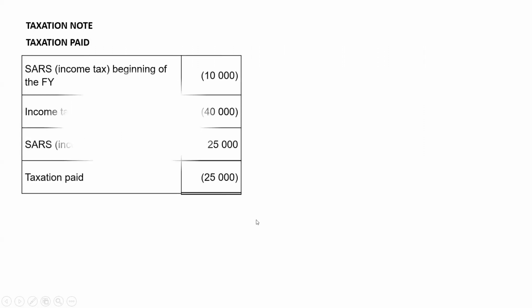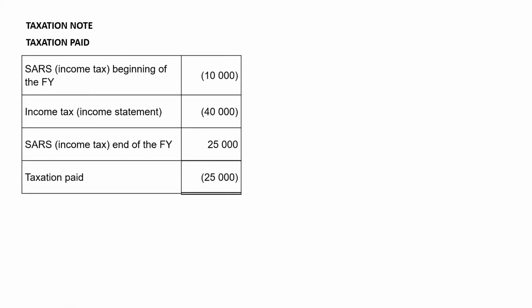Now, this is how your income tax paid note will look. Please note that if SARS income tax last year was in trade and other payables, for this year you will show it in brackets. If SARS income tax last year was in trade and other receivables, for this year you show it without brackets. The income tax amount that comes from the statement of profit or loss, aka income statement, you will show in brackets.